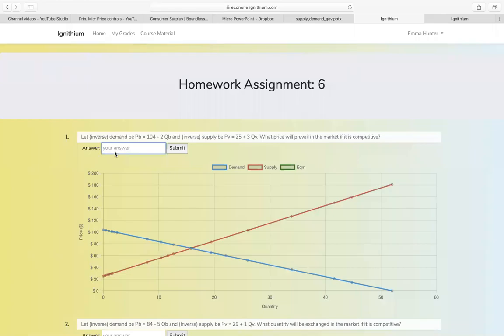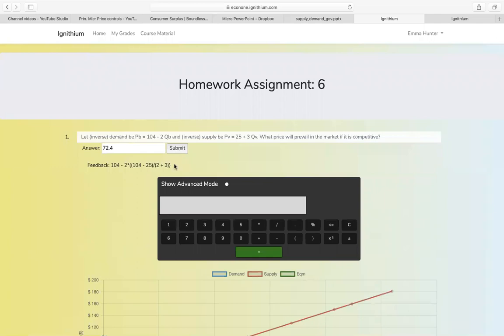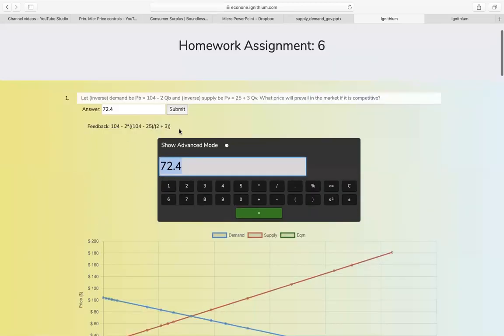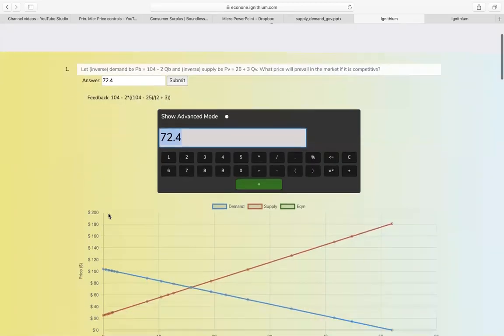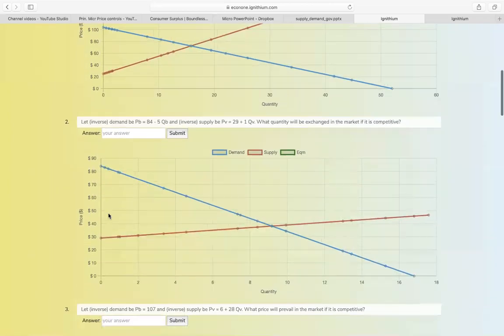So just to finish off, our answer should be 72.4. And now we have this equation, and I can go ahead and copy that and paste it in the calculator and click equals, and I can see, yeah, that's my answer. And again, this feedback is just to show you how the calculation is going on behind the scenes.